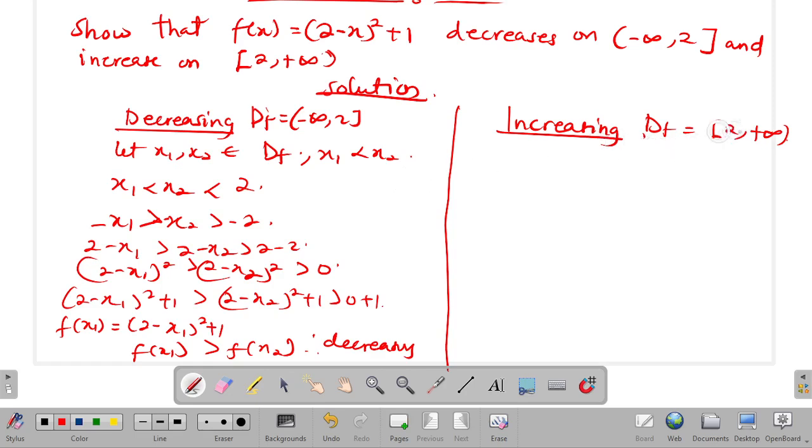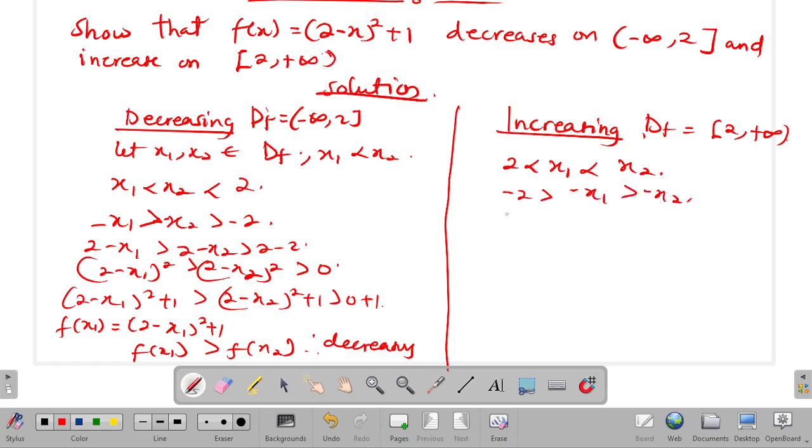So for the increasing side, since our smallest number here is 2 and the biggest number is positive infinity, we're going to say that 2 will be less than x1. X1 is already less than x2, as we know. Then the next thing is, as you know, you negate x. So negative 2 is greater than, it reverses, greater than negative x1. It will be greater than negative x2.